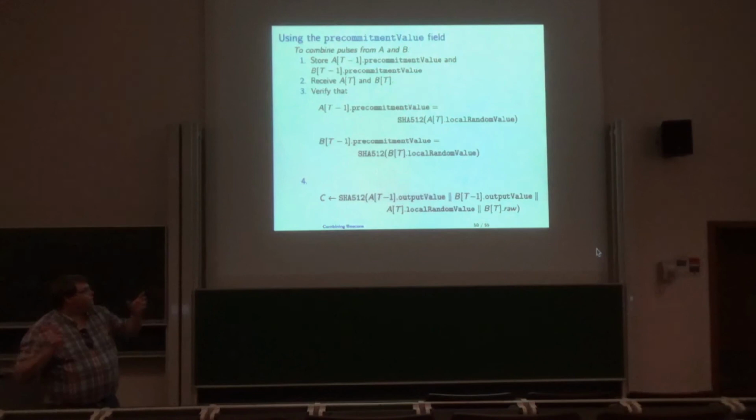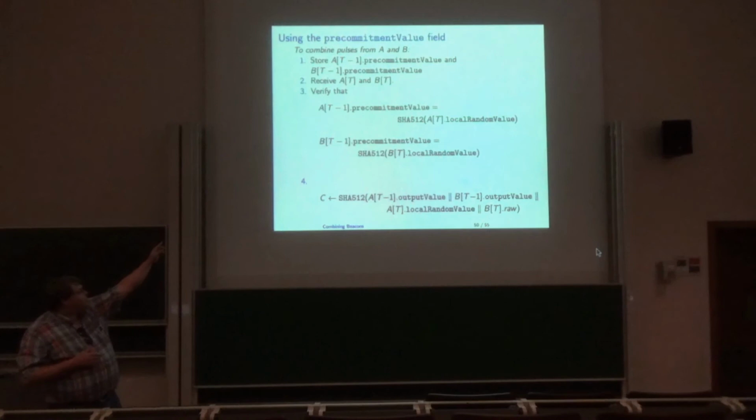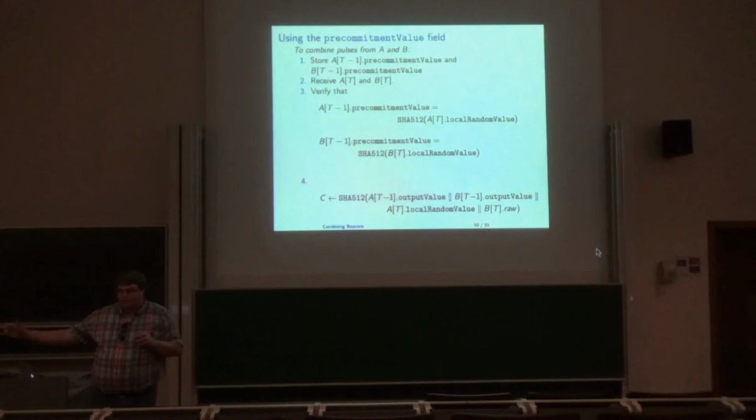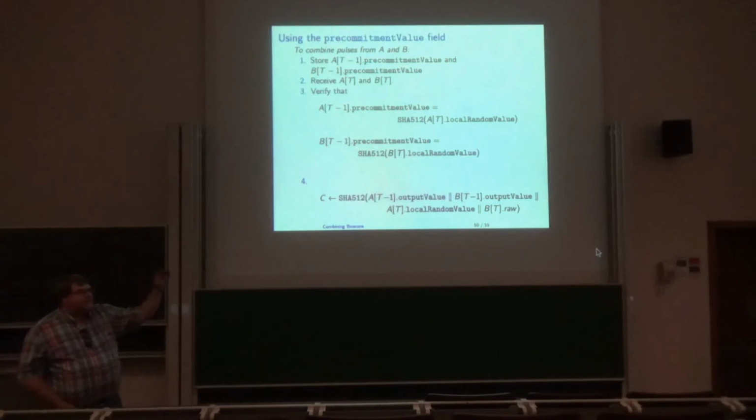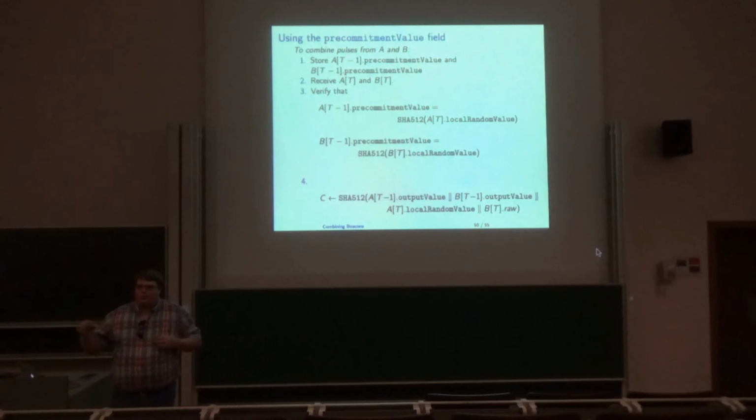Then, when the next pulses come from each of these beacons, the time t pulses, I'm going to check that the pre-commitment value is correct. Remember, the pre-commitment value commits to the local random value field in the next pulse. So when A and B send out their pulses, they are committing to what random value they will use in the next pulse. Once they've committed to it, they can't change it, right? This is not exactly a commitment in the sense that you usually write proofs about, because you can do brute force checking, but in this case it works.